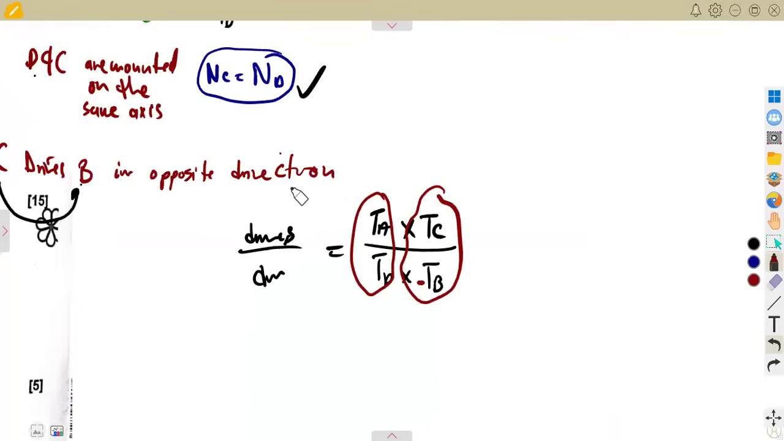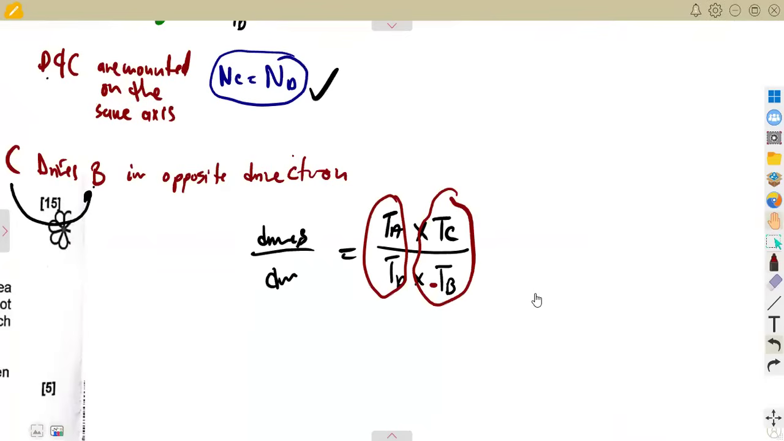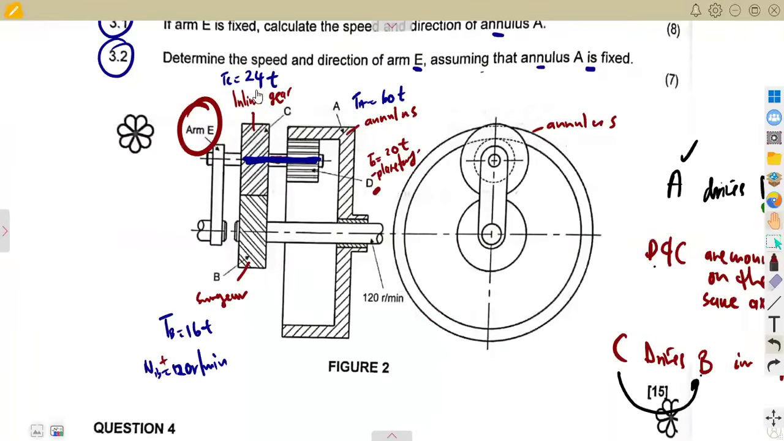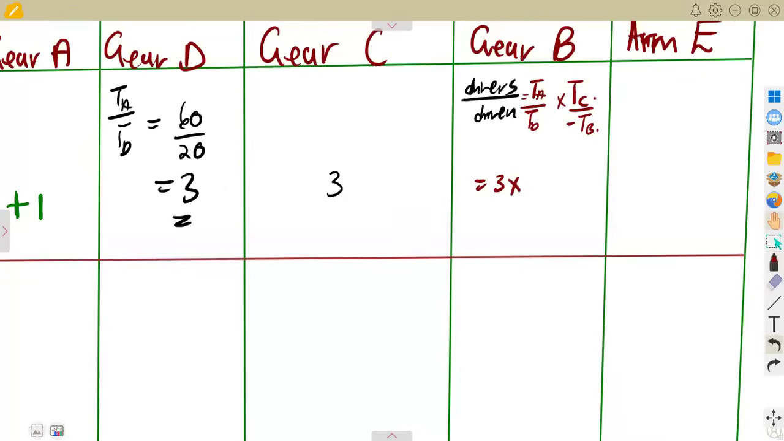TC, what do we have for TC? The number of teeth there at C is 24. That's our TC. Then our TB is 16. So it's going to be 24 over minus 16. So this will be 24 over negative 16. So that's it. We are going to have negative 4.5.